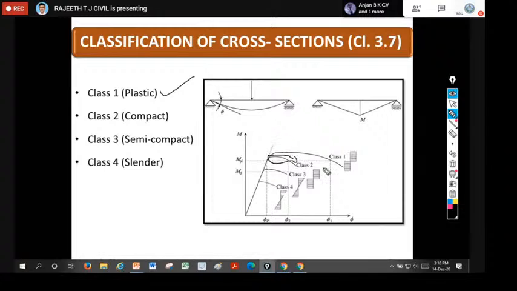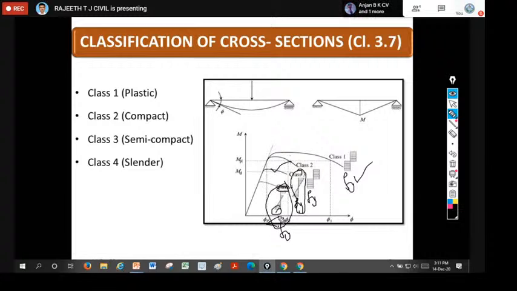Then class 2: all the fibers reach the maximum yield stress Fy, but it is inadequate to develop the plastic rotation capacity. Therefore class 2 is a compact section. Semi-compact is class 3, where the extreme fibers yield at maximum stress. The fourth one is slender. Here the yield stress is Fy, here also all the fibers yielded Fy, and here only the extreme fibers yielded Fy in case of class 3.